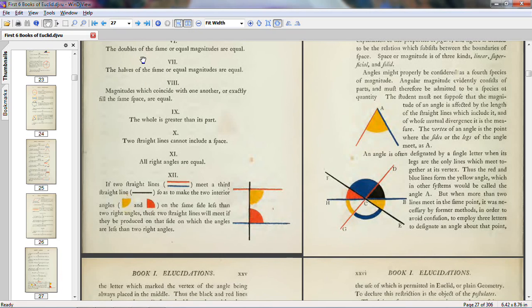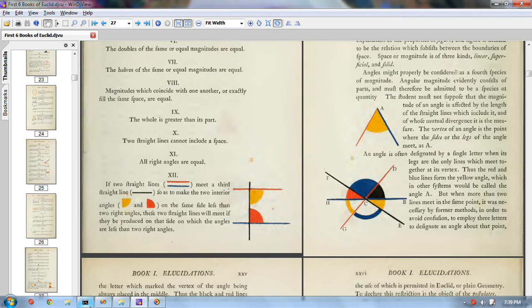The doubles of the same or equal magnitudes are equal. So 2 times a thing which is equal to, well, I can write it down.